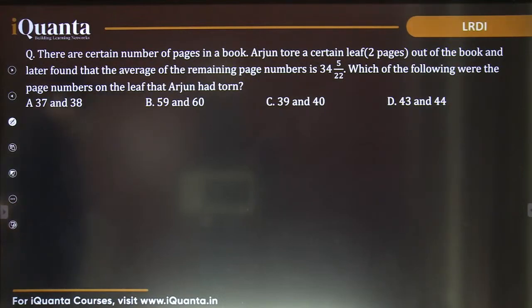Now do this question. There are a certain number of pages in a book. Arjun tore a certain leaf, that is 2 page numbers basically, out of the book, and later found that the average of the remaining page numbers is 34 5 by 22. Which of the following were the page numbers on the leaf that Arjun had torn?